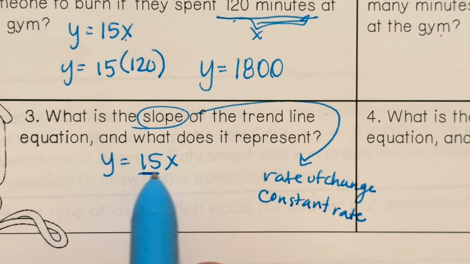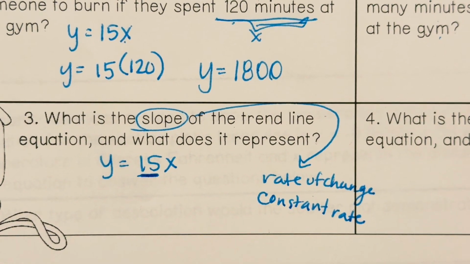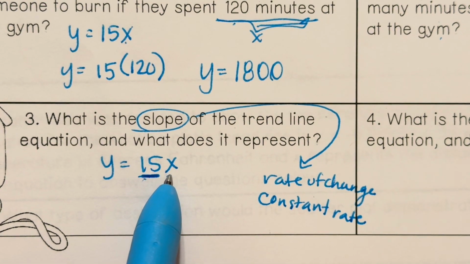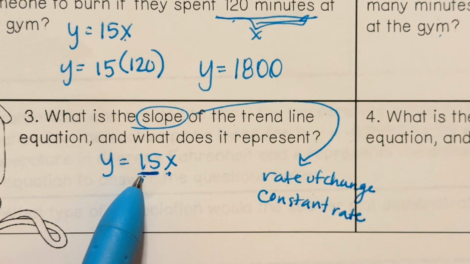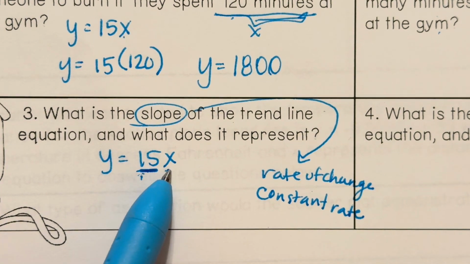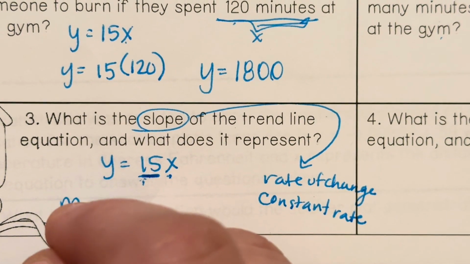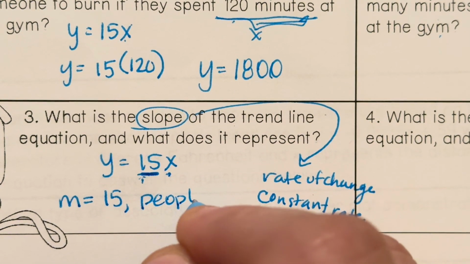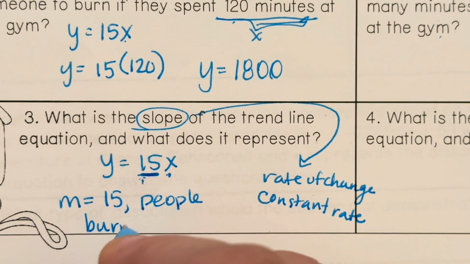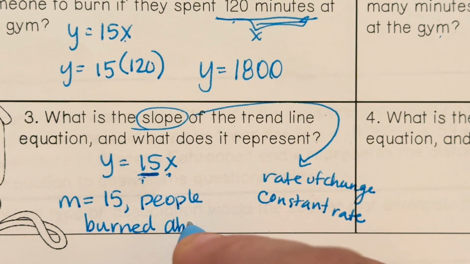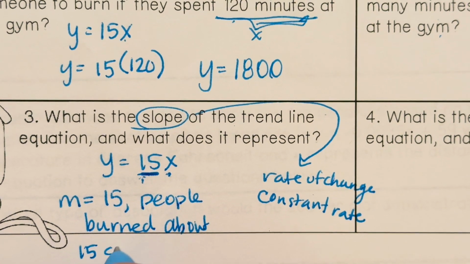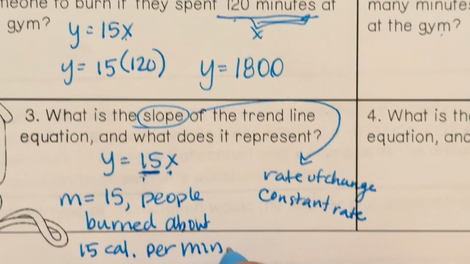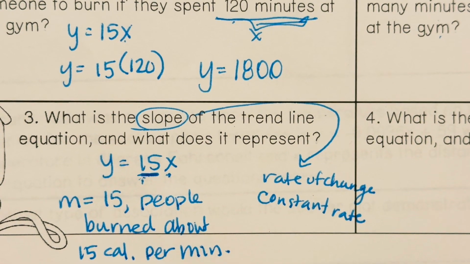My slope is this 15. That's my m, right? So this 15 tells me that I'm going to burn 15 calories per 1 minute. So my slope is 15, and people burn about 15 calories per minute. Okay.